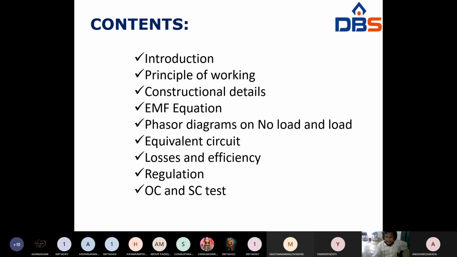Explain OC and SC test, or explain how the copper losses and iron losses are determined with the help of the test conducted on a single phase transformer. Simple OC and SC test, right? Very important. In the second unit, the first question is speed control of DC motor. Explain speed control of DC motor, otherwise explain characteristics of DC motors. In a similar manner, here in the third unit, explain OC and SC test.